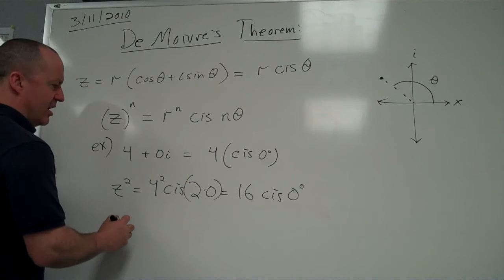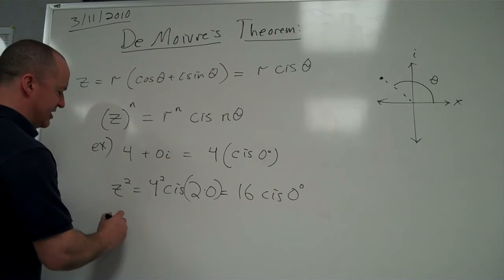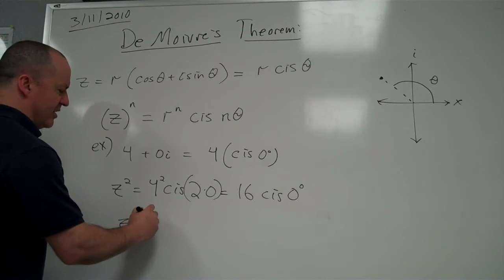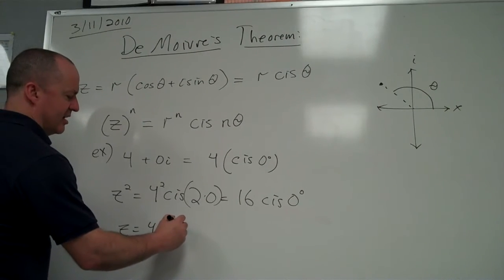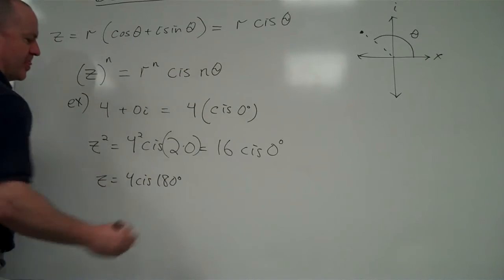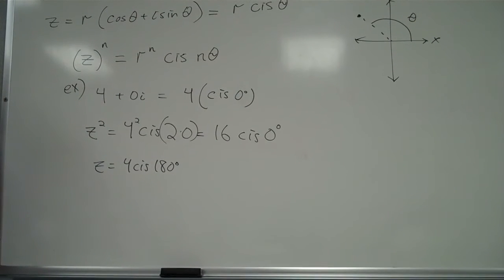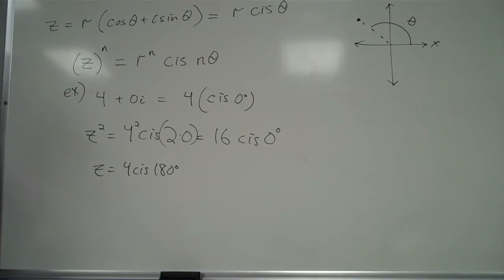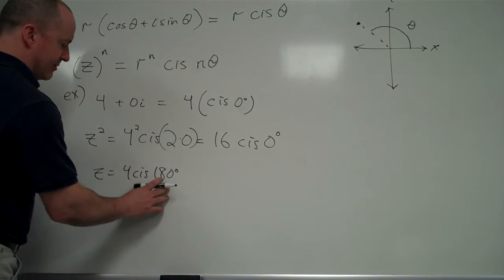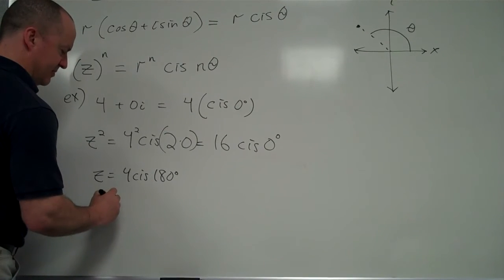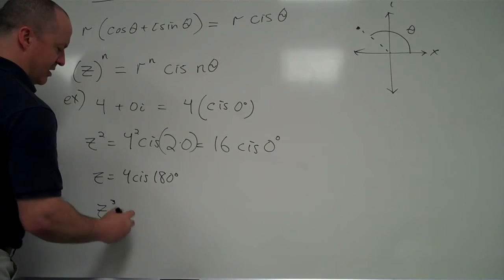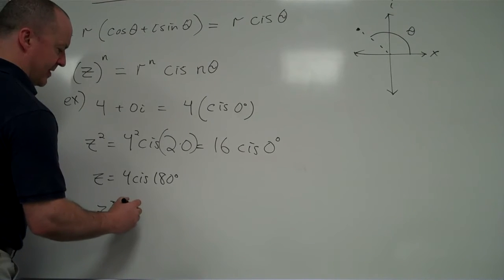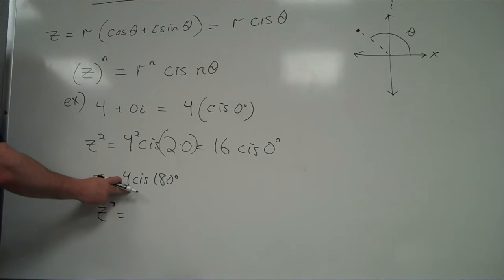Okay, now, let's try a negative one. Let's say z equals 4 cis 180 degrees. Okay? 4 cis 180 degrees. If I say what's z cubed, all right, is this positive or negative 4?